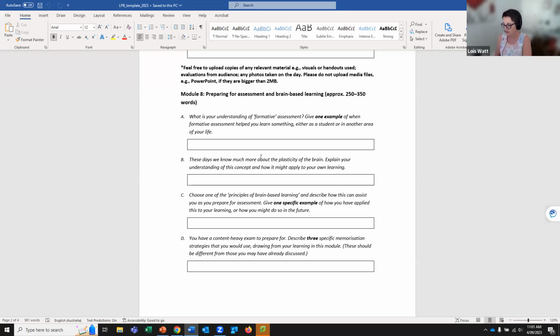Describe three specific memorization strategies that you will use, drawing from the learning in the module. And they should be different than what you've discussed earlier. So that's three. How are they going to help you with a content heavy exam? You're going to have three strategies to get you there. The third part of today's lecture should help you out, which your notes will.